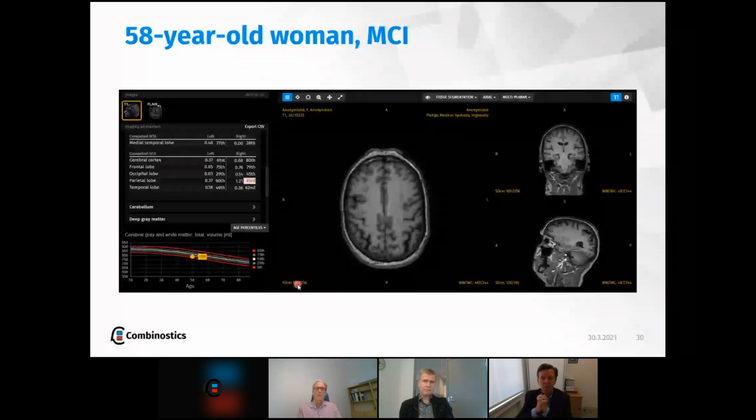Let's look at a slightly more subtle case. This is a 58-year-old woman who presented with MCI. And this is a borderline scan where you see a little bit of atrophy in the posterior regions, presumably some vascular, punctate vascular lesions. If we look at the overall brain volume, it's lowish, but not very severely abnormal, and there's some indication that the parietal lobe is more involved than other lobes.